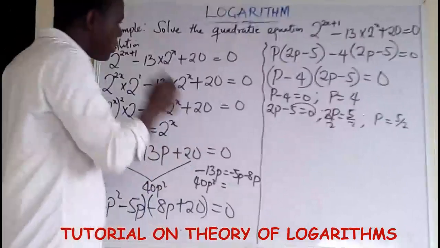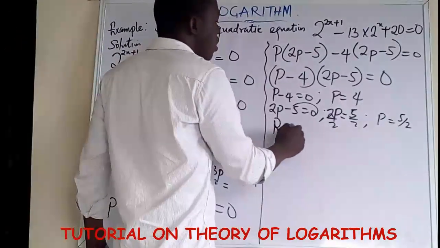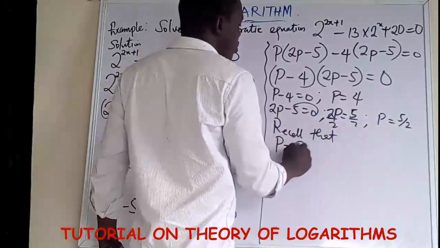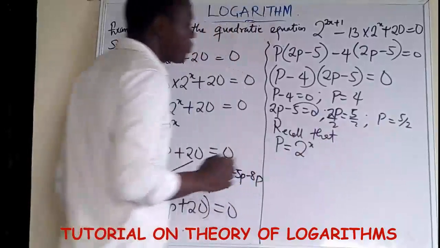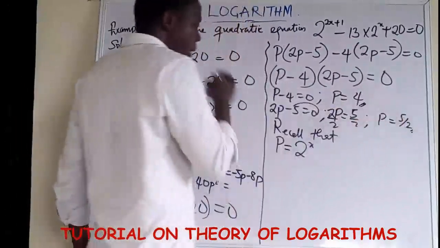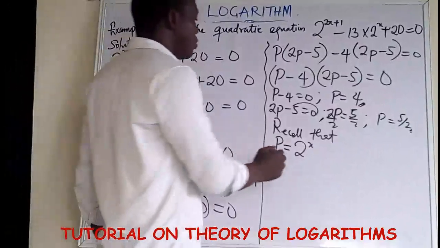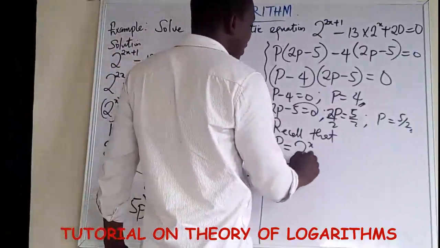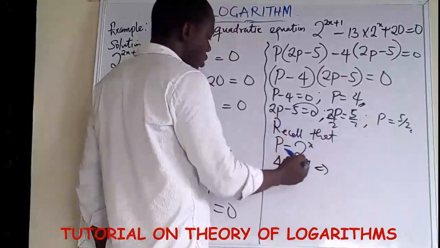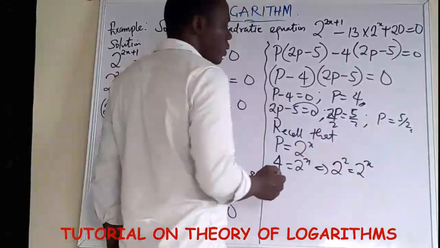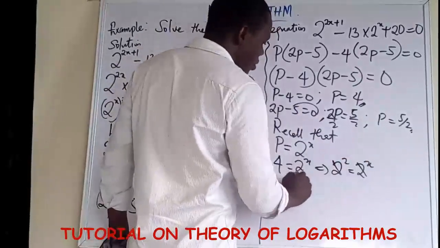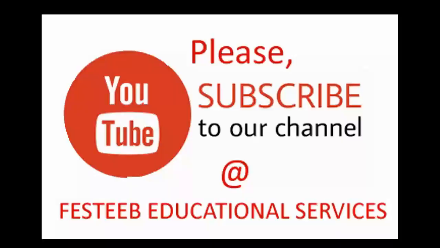So now go back. Recall that our p equals 2 raised to the power x. So let us use the first value of p and then the second value of p. So 4 equals 2 raised to the power x, and then we can transform this 4 to 2 raised to the power something. We have 2 raised to the power 2. After we have transformed it, we can equate like this. So that means our x equals 2 for this one.